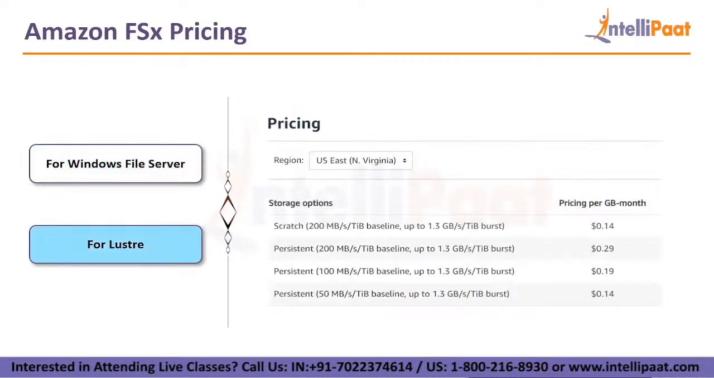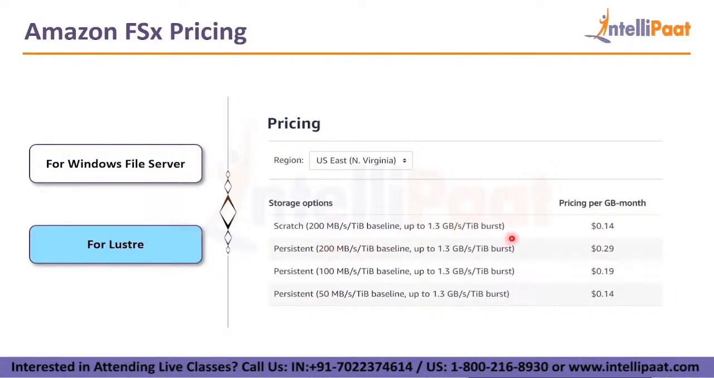Now let's look at the pricing for Lustre. And over here, there are 4 options which you get. One is Scratch, one is Persistent, and there are other 2 persistent options. If it is Scratch, it's 200 Mbps baseline, 1.3 gigabits burst. That basically means at any point in time, you'll at least have 200 megabits per second read or write throughput. And if there is a need for increasing the throughput, then it can go up to 1.3 gigabits per second.